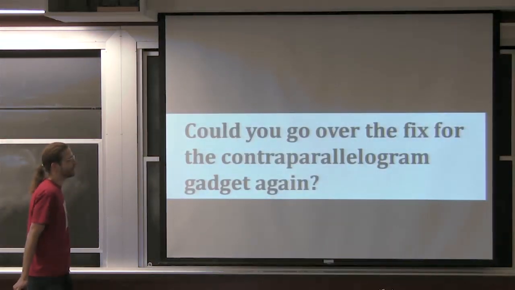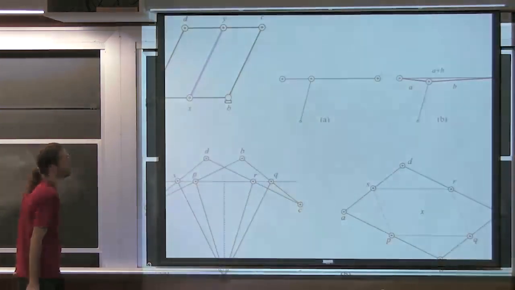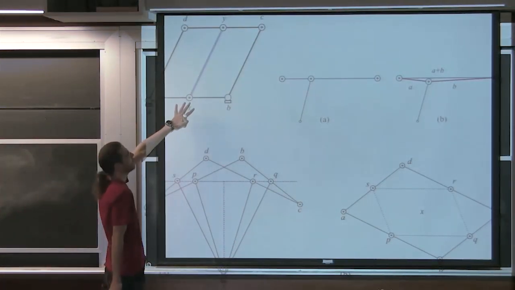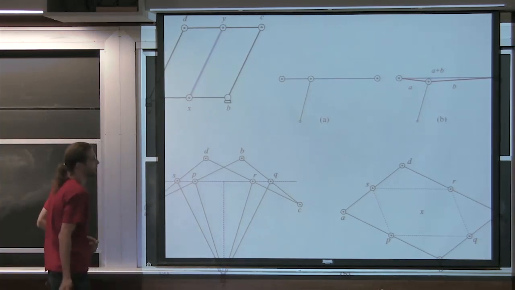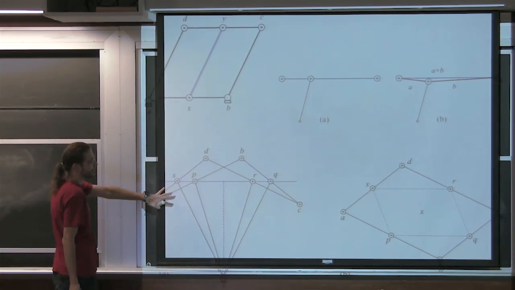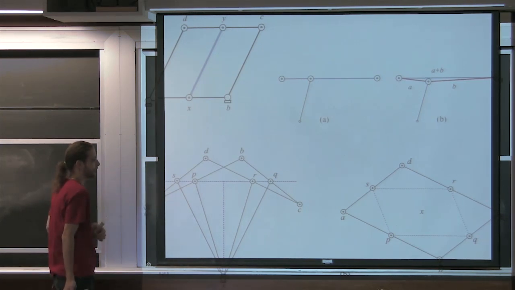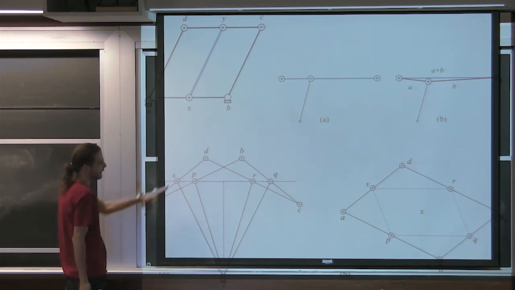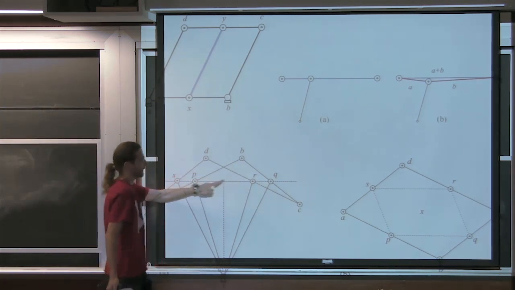Next question is, how did you fix it again? The parallelogram was easy, so I don't think I need to review that, using the construction we already talked about. Let me tell you a little bit about the contraparallelogram bracing, although it's very messy to prove that this works, so I don't want to spend too much time on it. The idea, again, was to take the midpoints of the four edges of the contraparallelogram.